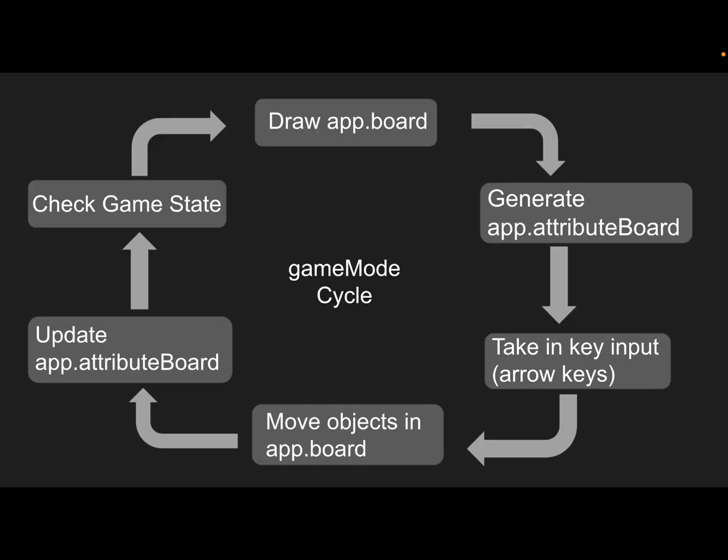So here's the game mode cycle. First, you draw app.board, which is from the level that you choose to play in. And then using app.board, the attribute board is generated. Next, user input is taken from the key pressed. And then using this, you move objects in app.board, namely objects with attributes you or push. Next, you update app.attributeBoard based on this, and then check the game state, such as if Baba is win or Baba is die. And then you go back to drawing app.board.